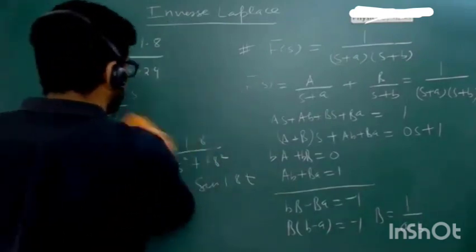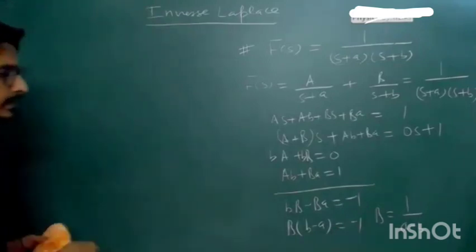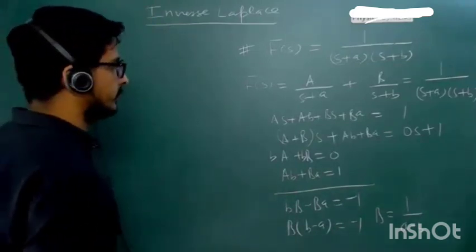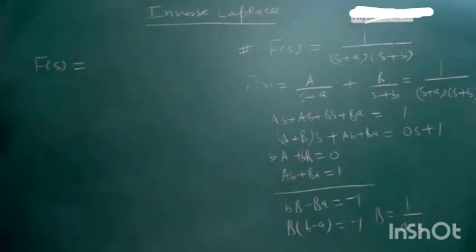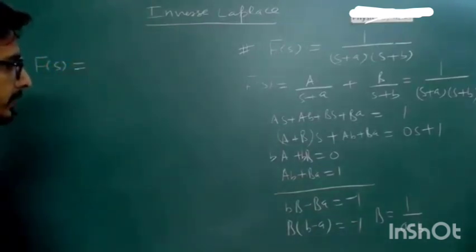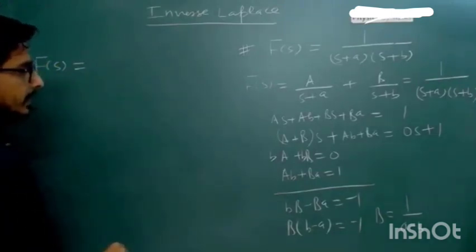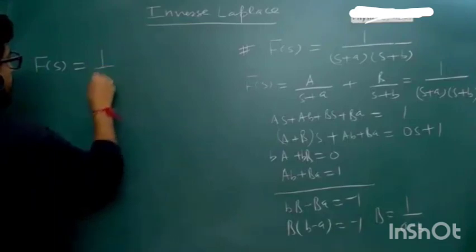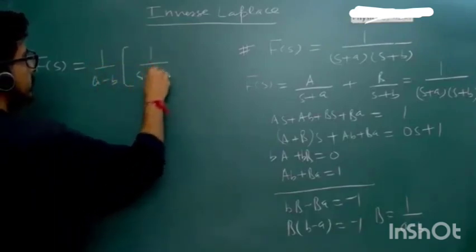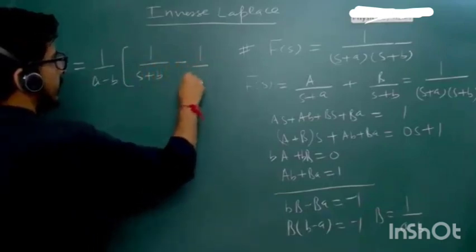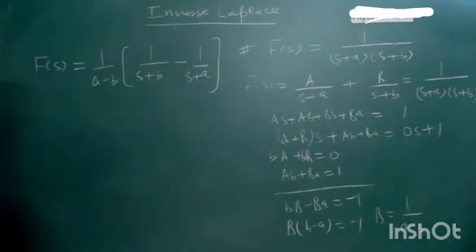So now we can write this. Partial fraction is important. We have to use it at many places. So how will F(s) become now? It was A upon and B is 1 upon a minus b. So it will become 1 upon a minus b, times 1 upon s plus b minus 1 upon s plus a. It will become like this.